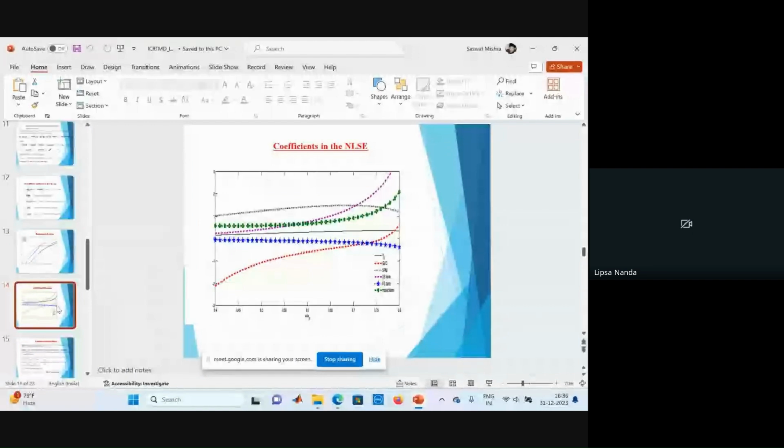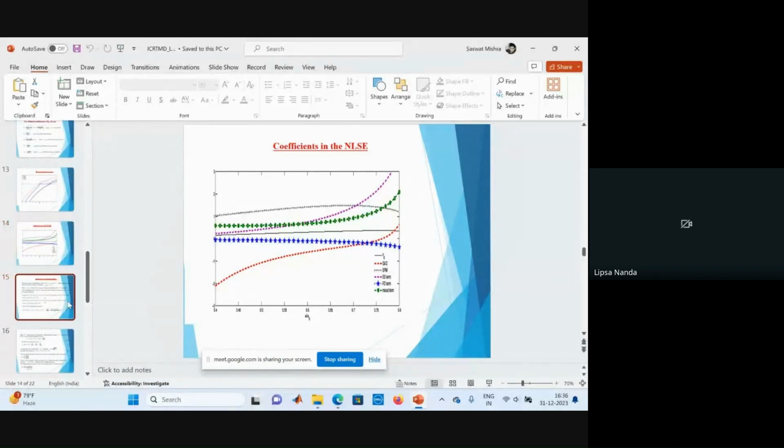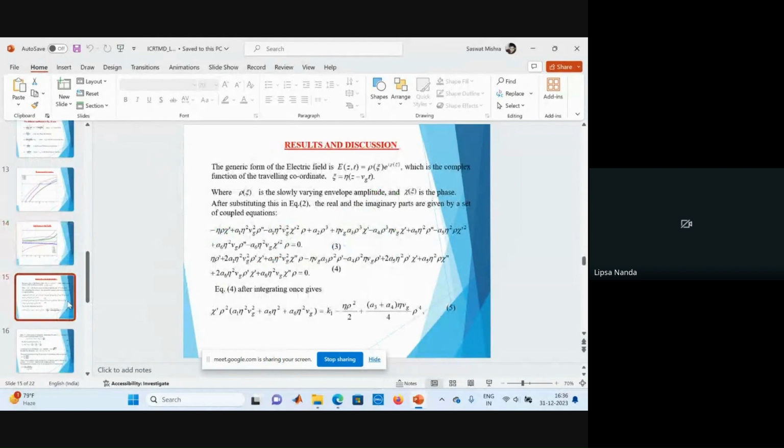We can see that these coefficients in the nonlinear Schrodinger equation are defined this way. These are also plotted. Here individually you can see which term is contributing in which way, and that can be clearly analyzed by looking at this curve. Then here are the results.